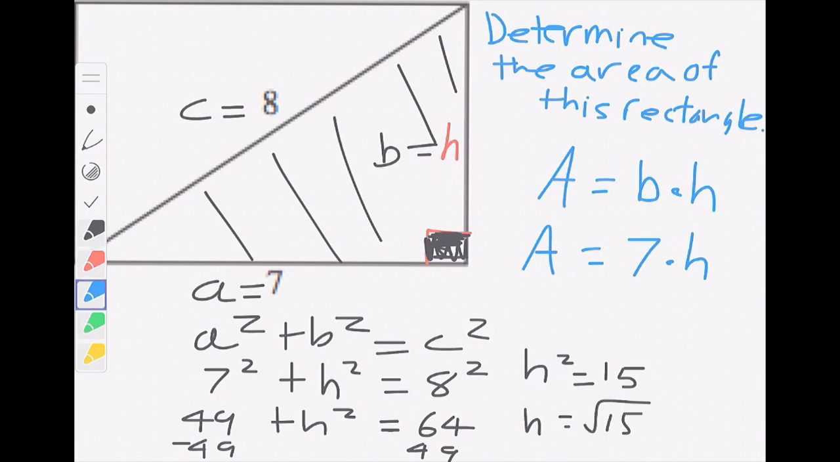So finishing our work up here, the answer would be 7 times radical 15. Since the question did not say to round, we would leave our answer just as it is right there. Now you could go ahead and multiply those together. Radical 15 is about 3.87. So typing that into the calculator, 7 times radical 15 would give you an answer that's approximately 27 squares.